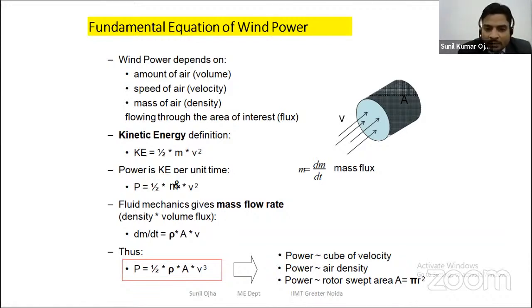Where power is proportional to the cube of velocity, power is proportional to air density, and power is proportional to the rotor swept area. In terms of swept area, we have to put the value pi r square or pi by 4 d square. So we can calculate how much power we can harness. From this equation we can calculate the wind power: P is equal to half rho A v cube.